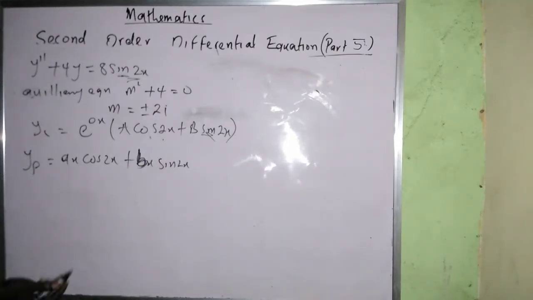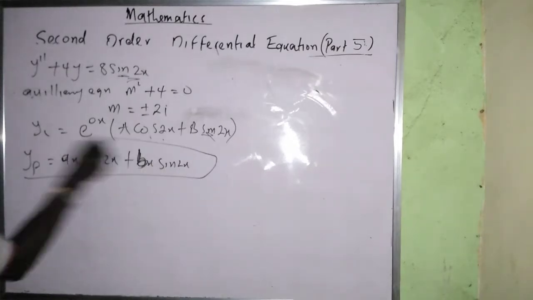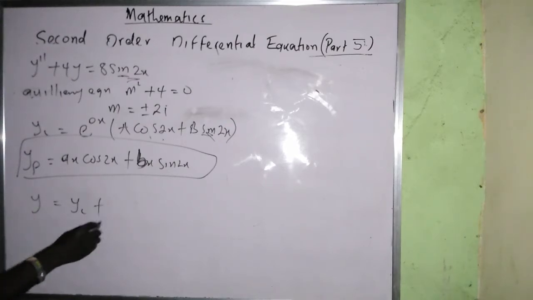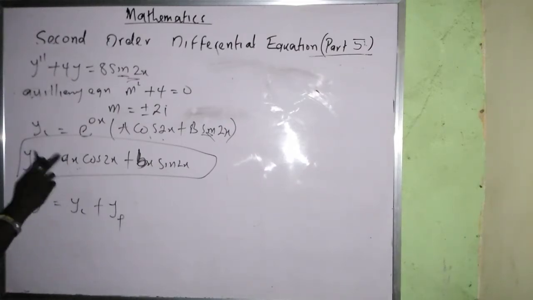And I will now move on. How do I generate my y prime, and so on and so forth? This is my y particular. I think you know how to generate this one after. That is all about that. Now, don't forget that my y equals y complement plus y particular. After finding A and B, that is just it.